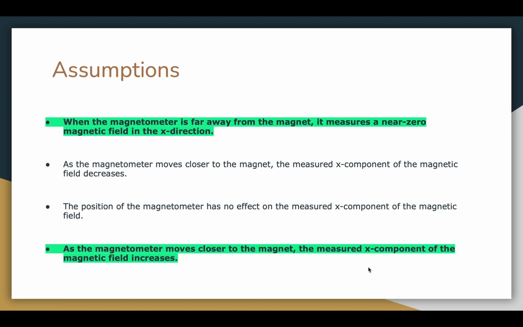Of the observations shown here, only the first and fourth describe what I observed in my experiment. I noticed that when the magnetometer was far away from the magnet, bx was close to 0, and when it was closer, bx increased as expected.